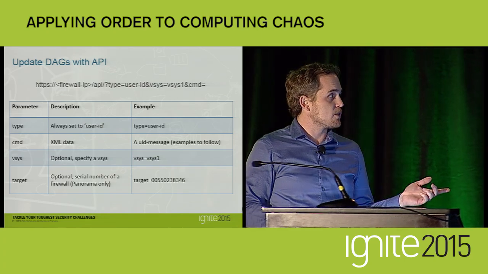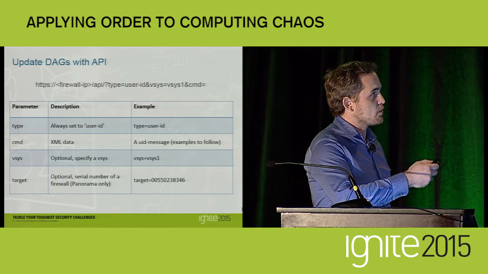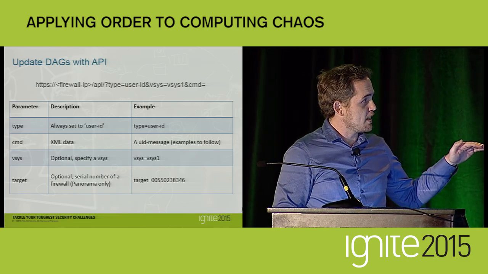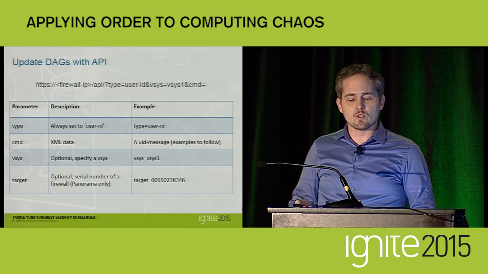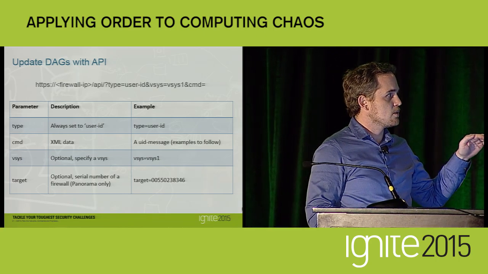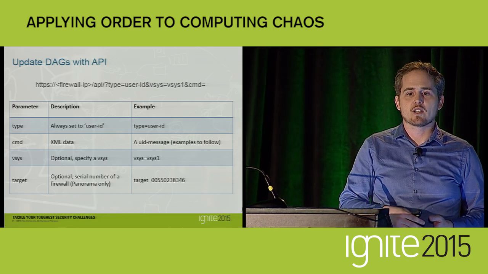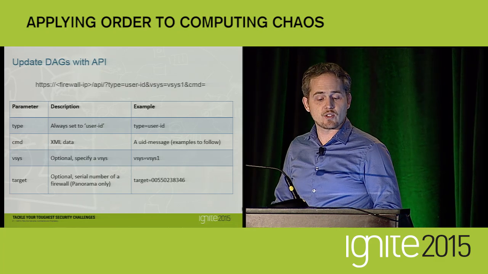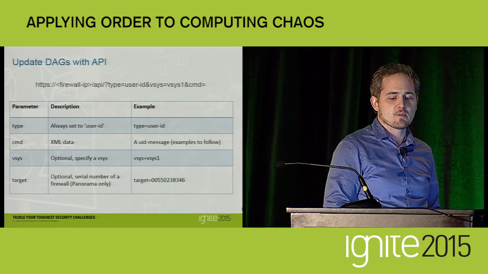So you can update dynamic address group tags with the User-ID API. And just for reference here, this is the URL you would use to do that. You set a type and CMD, that's a command. And the command consists of a UID message, which I'll show you on the next slide. Those are the most important things. You can also apply it to a specific vsys, and you can have Panorama proxy this API call to a specific firewall by serial number. So the last two arguments are optional. Those are just for sort of targeting the API call.